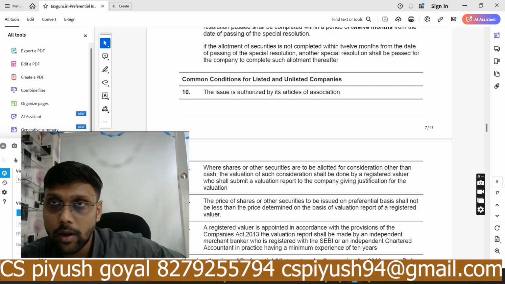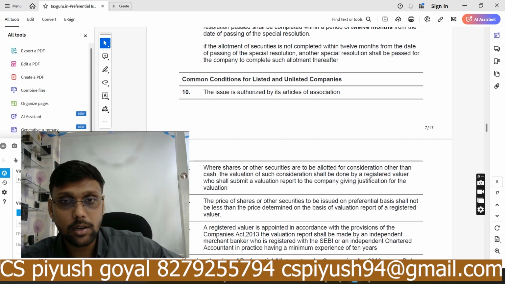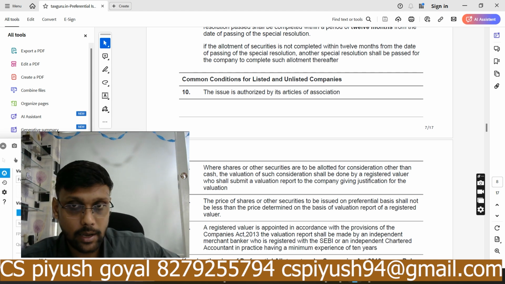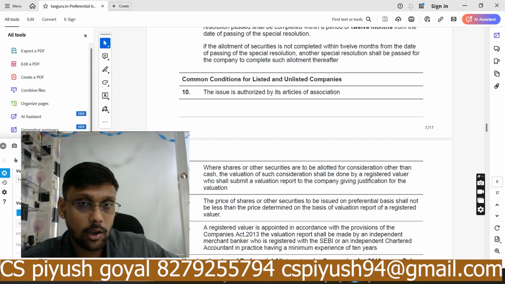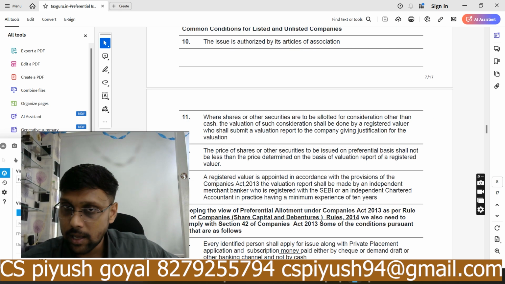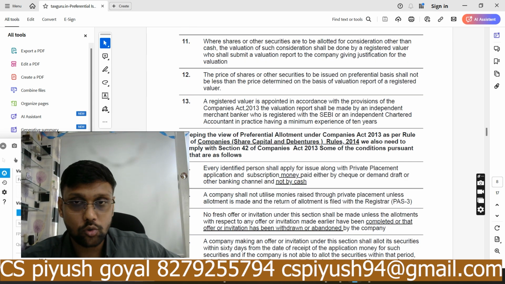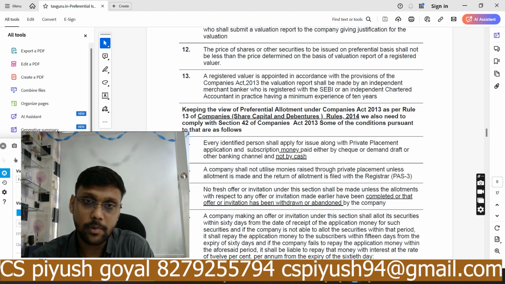Who is a registered valuer? A registered valuer is defined under section 247 of the Companies Act 2013. The person who is registered with the IBBI, RBO in SFA category, shall be considered as the registered valuer. The price of shares or other securities issued on the preferential basis shall not be less than the price determined on the basis of the valuation report of the registered valuer. These are the mandatory requirements to keep in mind while issuing the shares. Every identified person shall apply for the issue along with a private placement application.